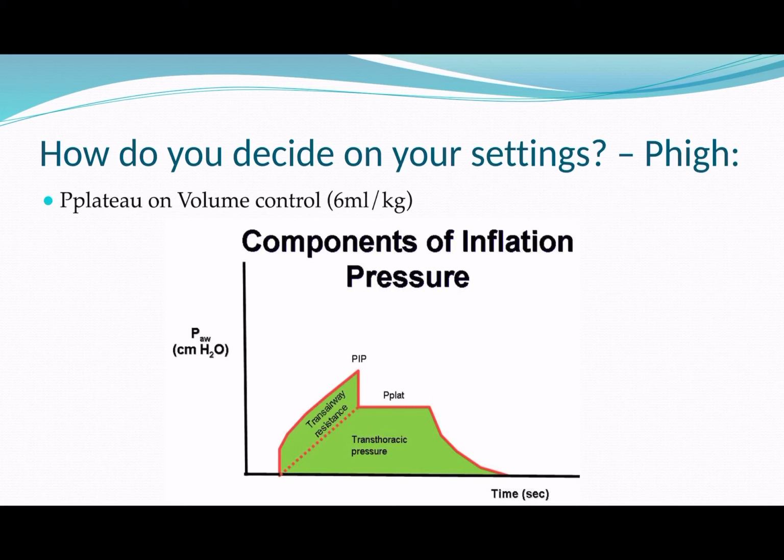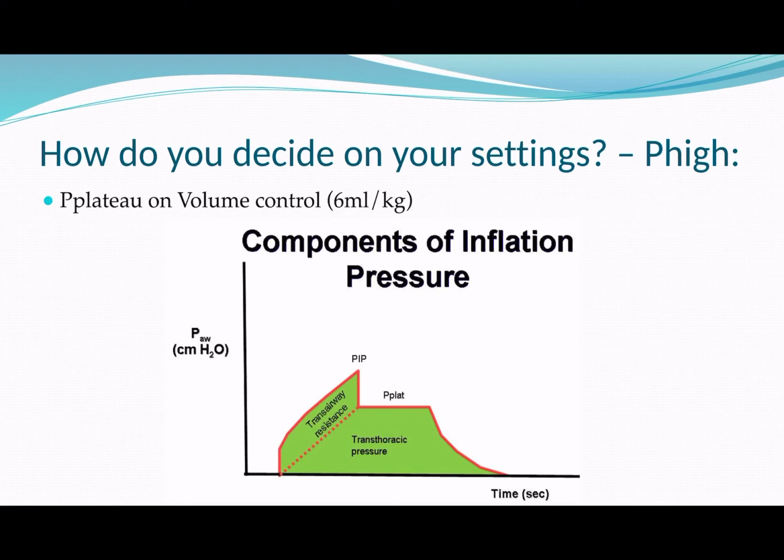You look at the patient's ideal body weight, and then you calculate their ideal tidal volume. The ideal tidal volume is generally taken to be 6 mils per kilo. So for an 80 kilo patient, that will be 480 mils.